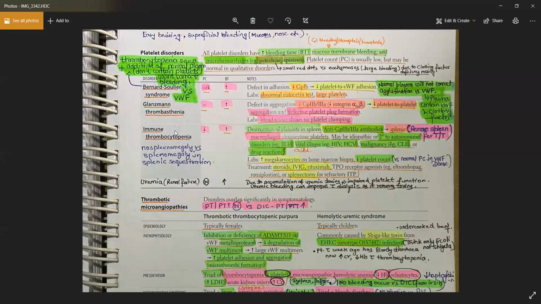Can you explain the ristocetin study that we did? Yeah, we will go to that. But before that, any doubt on this part?